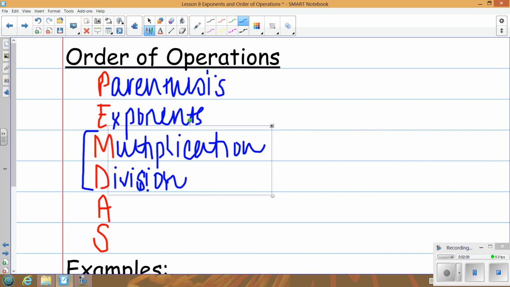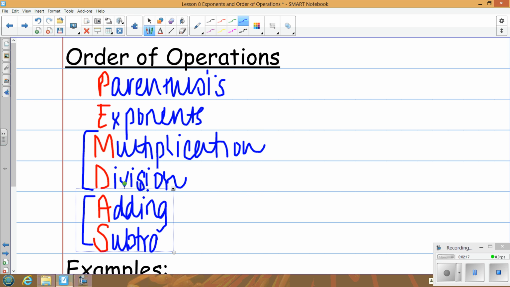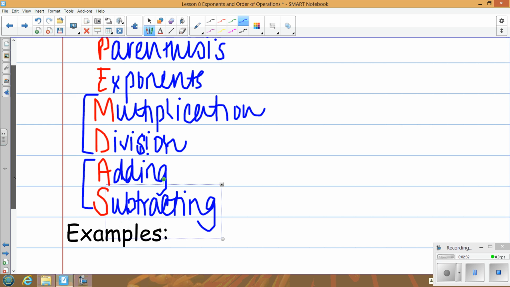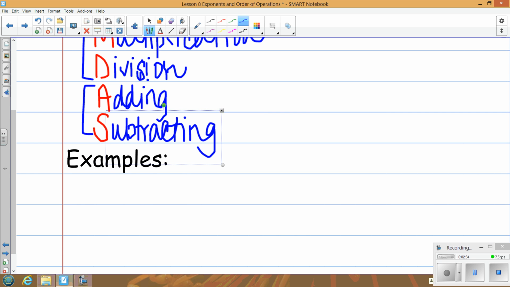They go together. Same with adding and subtracting. So adding and subtracting are in the same priority as well, so you're going to work left to right with those. Parentheses are always going to come first no matter where the placement is, exponent second, multiplication and division third, adding and subtracting is fourth priority. So let's look at some examples.